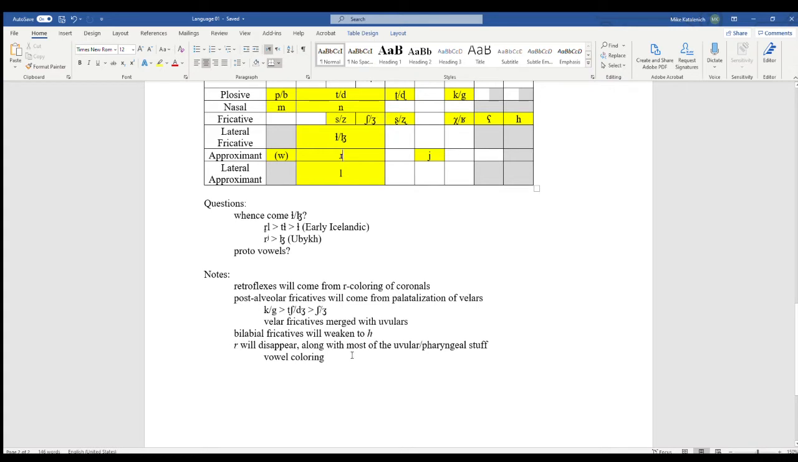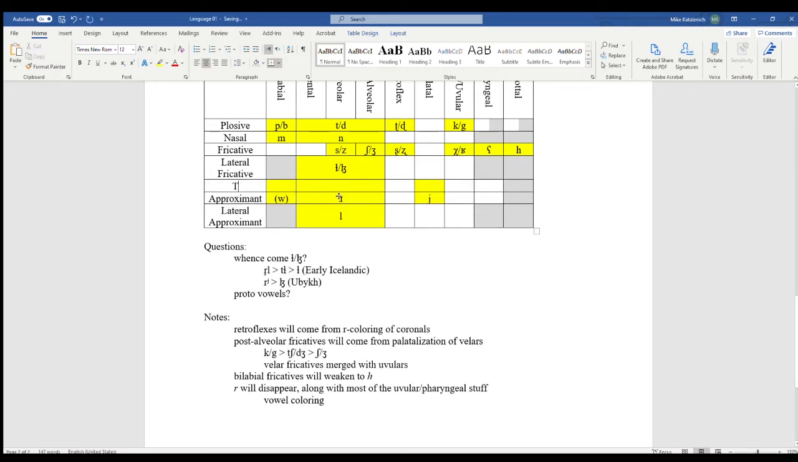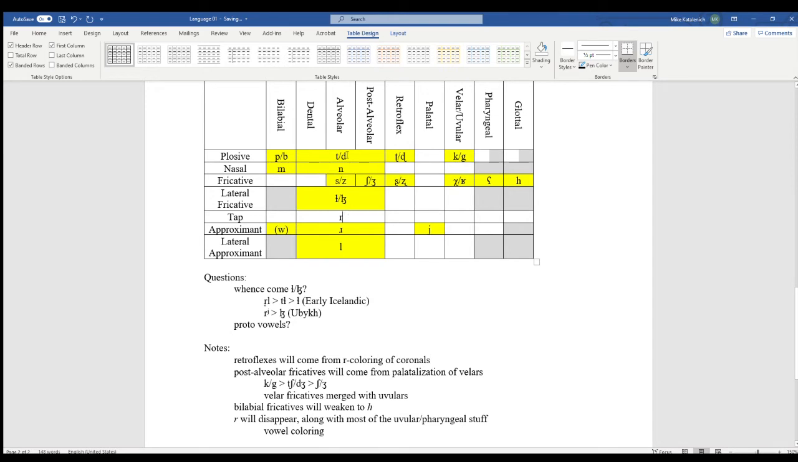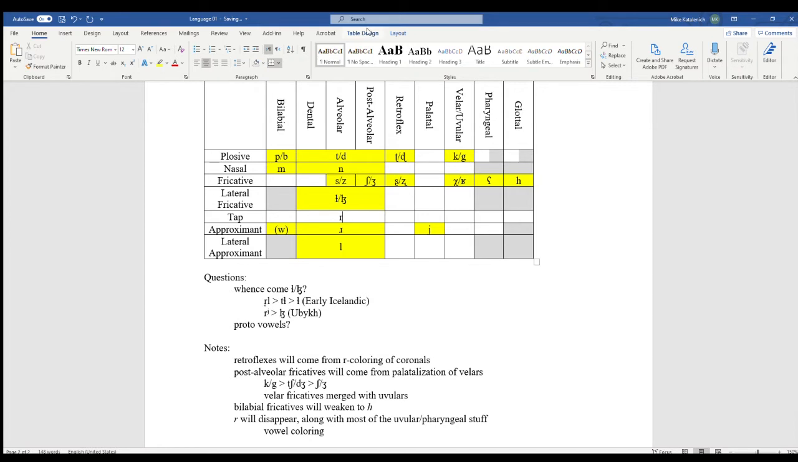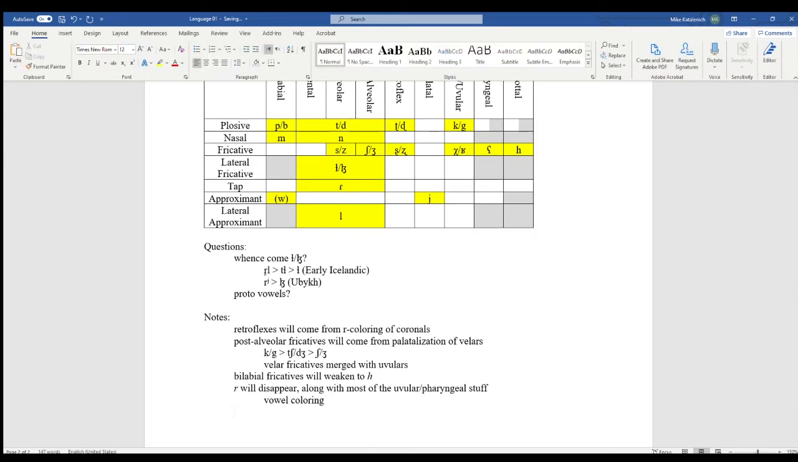And then just having the R disappear along with most of the uvular pharyngeal stuff, vowel coloring. I think we can do that. So I think, actually, what I can do is insert what we'll call these tap consonants, and I don't remember which ones are allowed and not allowed, so I'm just going to not care about that right now. And we're going to shade that. We're going to get rid of that. So we won't have an r sound in the protolang, we'll have a tap, and I need to actually make that and not r. Okay, so that'll be good. Good notes to make here will be that.